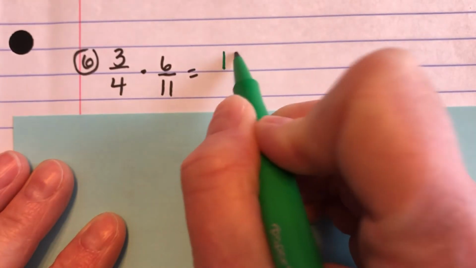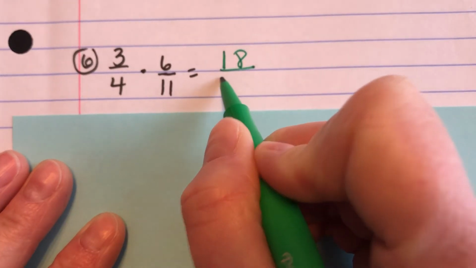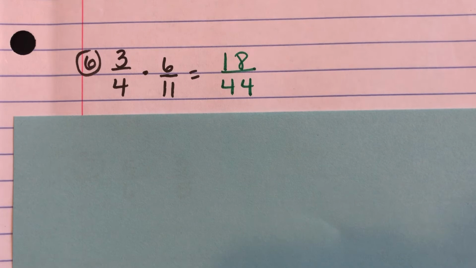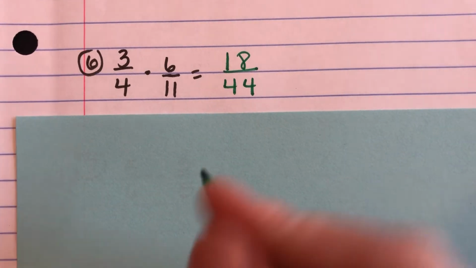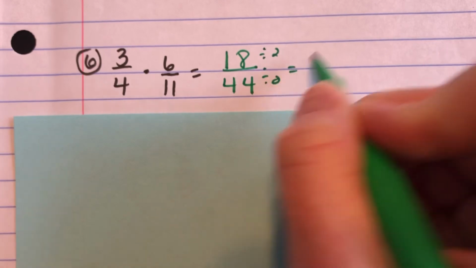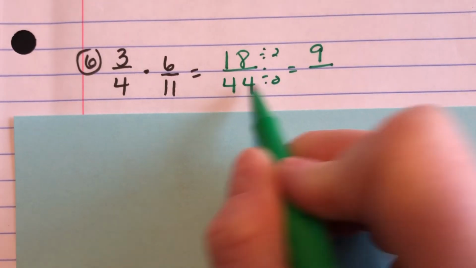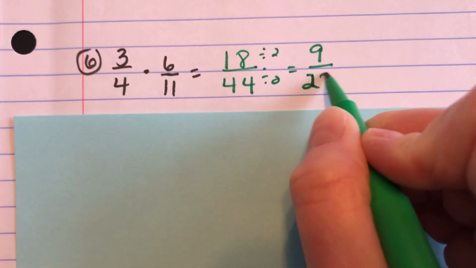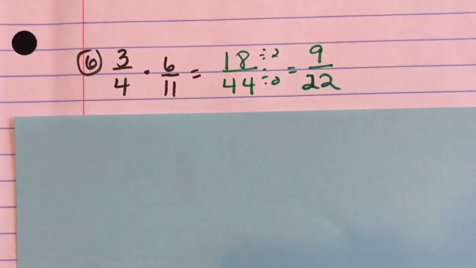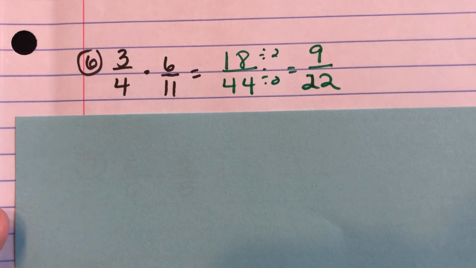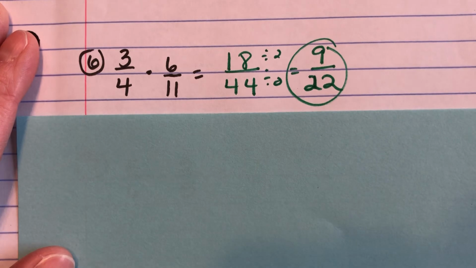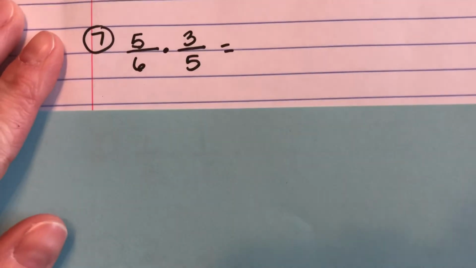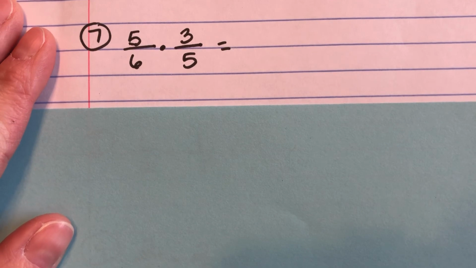All right, 3 times 6 is 18, and 4 times 11 is 44. Now, I look at those and I see, hey, those are both even. So I know that at least 2 will go into both of those. So let's just start with 2. Divide them both by 2, and I'd get 9 over half of 44 is 22. So is there a number other than 1 that goes into 9 and 22? So 9 over 22 should be your final answer. Don't leave it as 18 over 44. Simplify that. All right, next. Press pause and press play when you're ready.